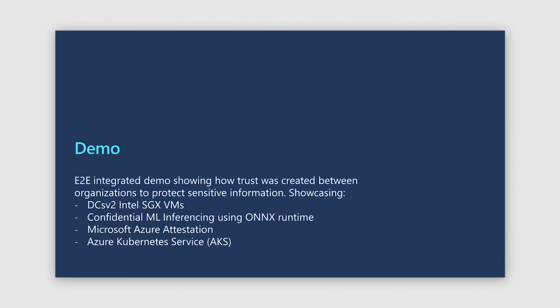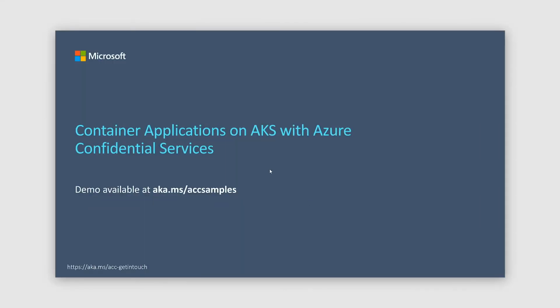So in this demo, we are showcasing the DCsv2 Intel SGX VMs, the confidential machine learning inferencing using the ONNX runtime, Microsoft Azure Attestation Service, and the Azure Kubernetes Service integration with AKS, that will now show you how to put all these different pieces together and create an end-to-end integrated demo here. Hi, welcome to the demo. In this demo, you will see how Azure Confidential Services were leveraged to solve data and code confidentiality problems to build the trust between the multiple parties that are involved in hosting the solution.